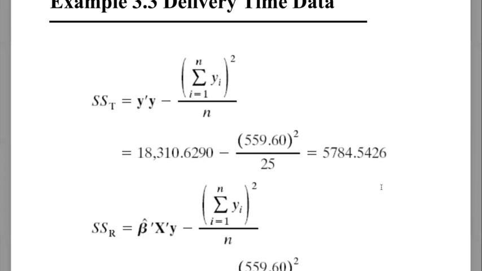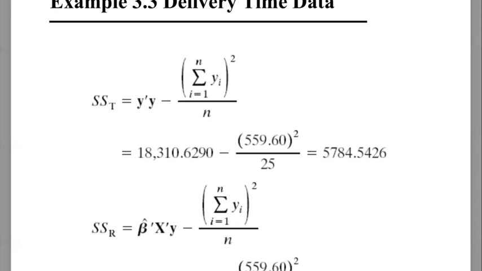Next, what they're doing is calculating the sum of squares due to the regression. They're using this formula here that we've already discussed: the inner product of the prediction vector with the observed vector, and then subtracting off this correction factor, which we've already used up here. When they do that, they get 5,550.8166.